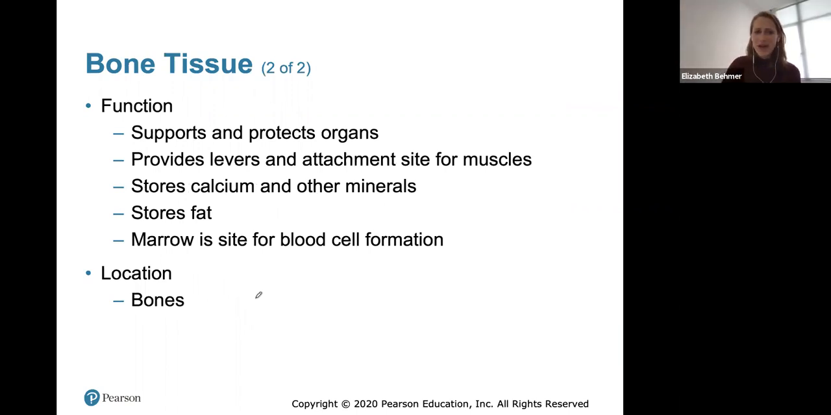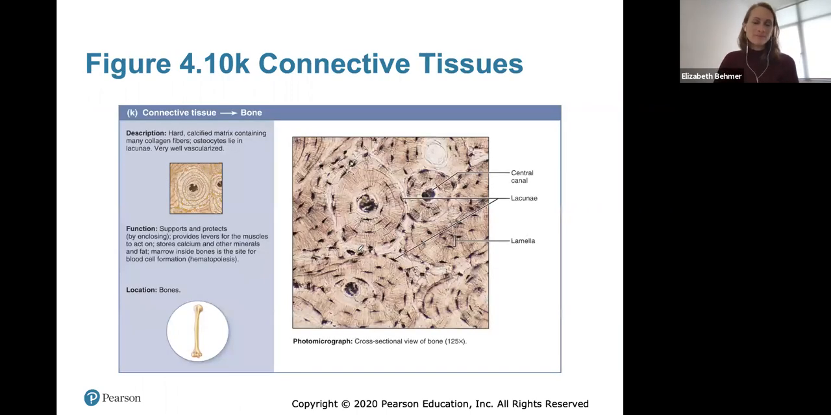It also stores fat. It's the site for blood cell formation. It stores calcium and other minerals, and it provides a lever for attachment of muscles. So it helps to move your body.